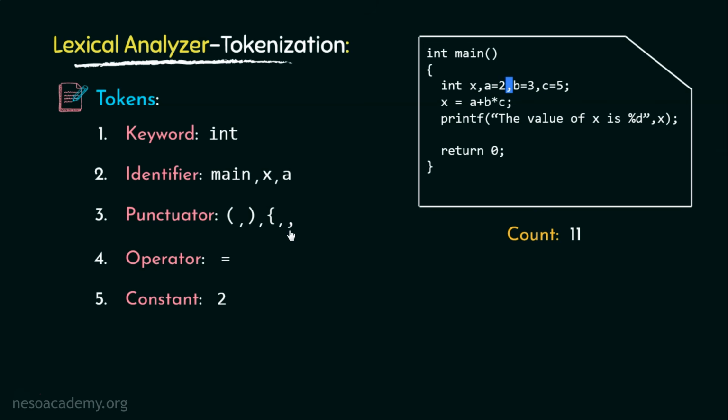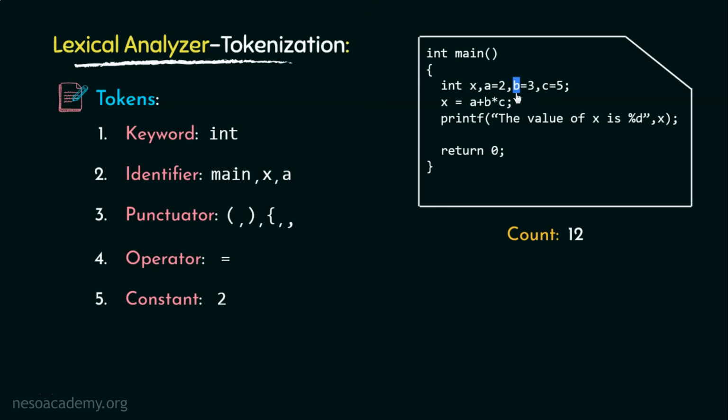Next is again the comma punctuator. It's already been enlisted once. However, it will increase our count and make it 12. Every occurrence of each token will increase the count no matter how many times we come across that. Always remember, the lexical analyzer scans the entire source code line by line.